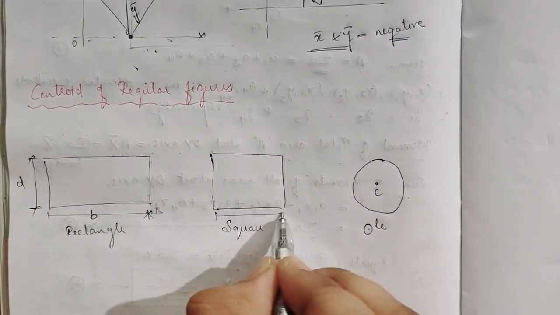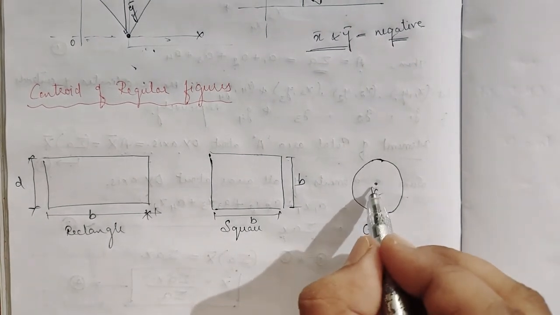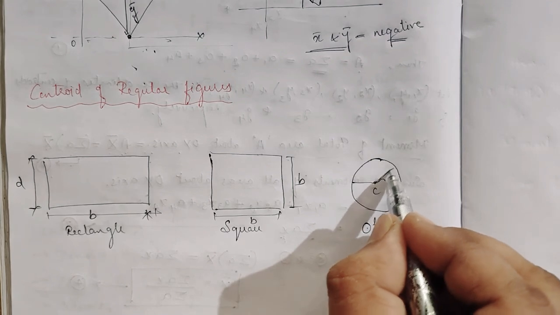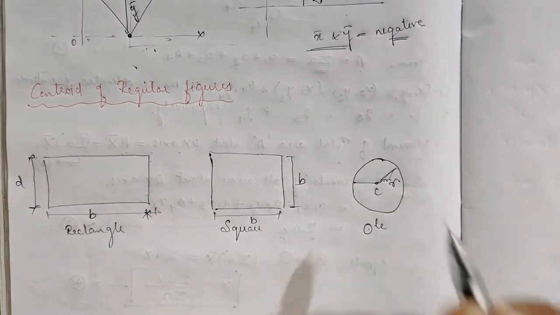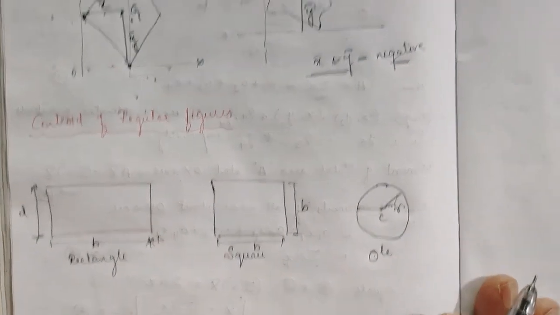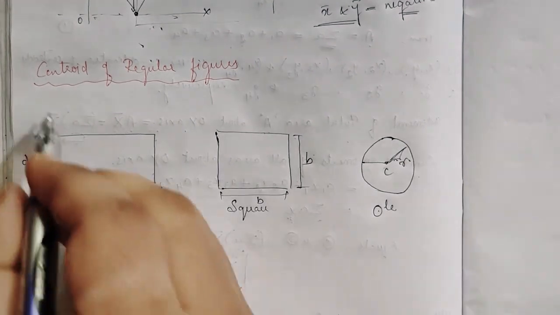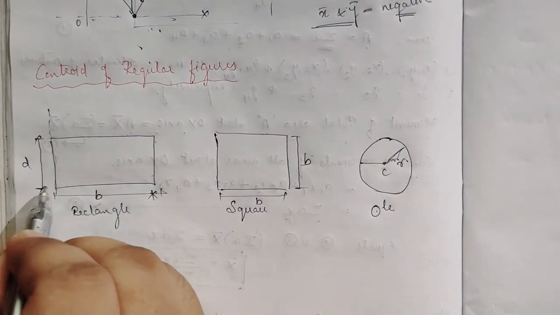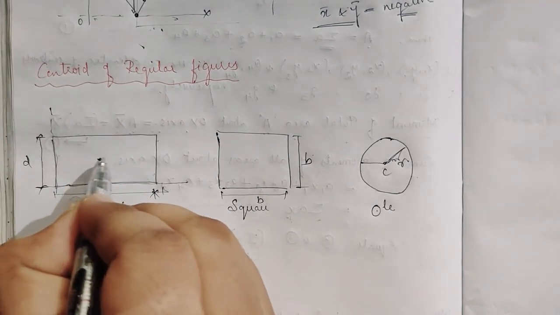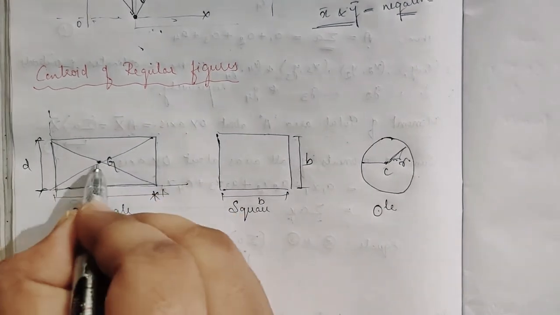This is also width B and it is also B. Center C and let the radius be R. Okay, what I explained in the upper portion is the axis of reference. If I take the leftmost part and also the bottommost part as axes, I know the G is here for some regular figures. The centroid is located here.